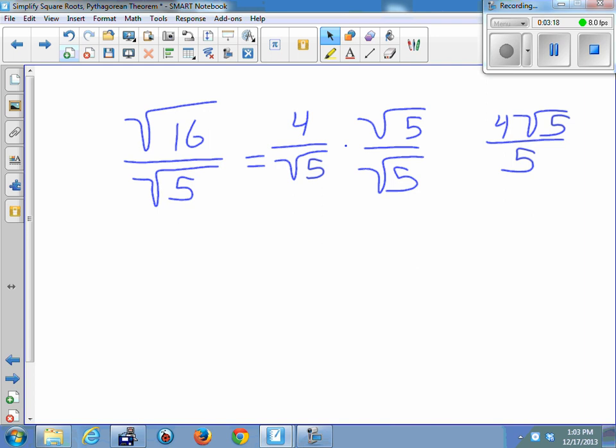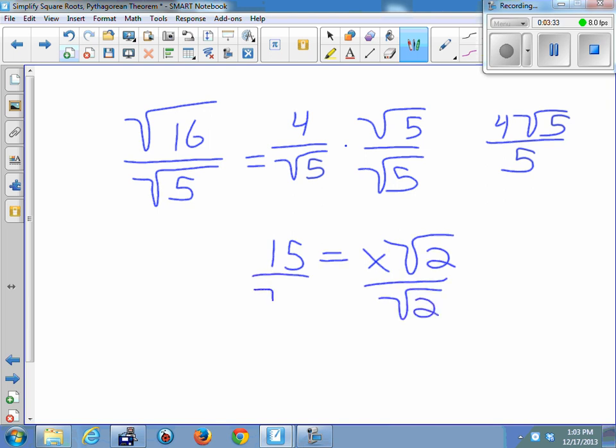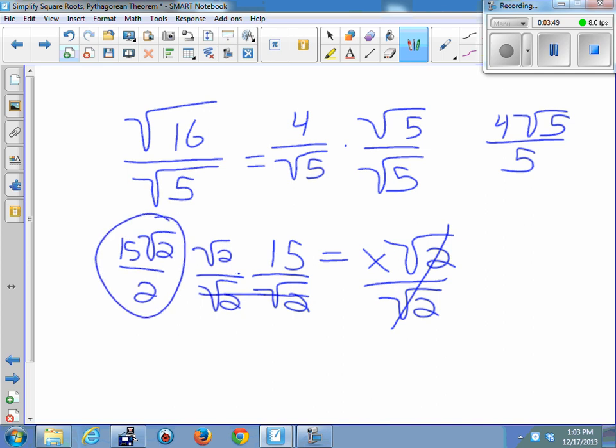You're going to need this when we get to special right triangles. So you'll get something like this: 15 equals x times the square root of 2. To solve for x, we divide by square root of 2. These cancel. X equals 15 over square root of 2. And you multiply by this 1. These become 2 over 15 square roots of 2. This would be your answer, not this one here. We do not want that. Our answer is right here.